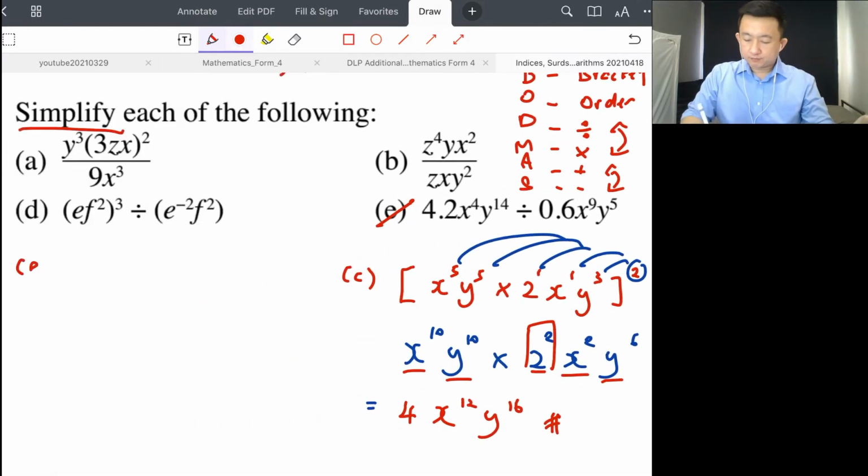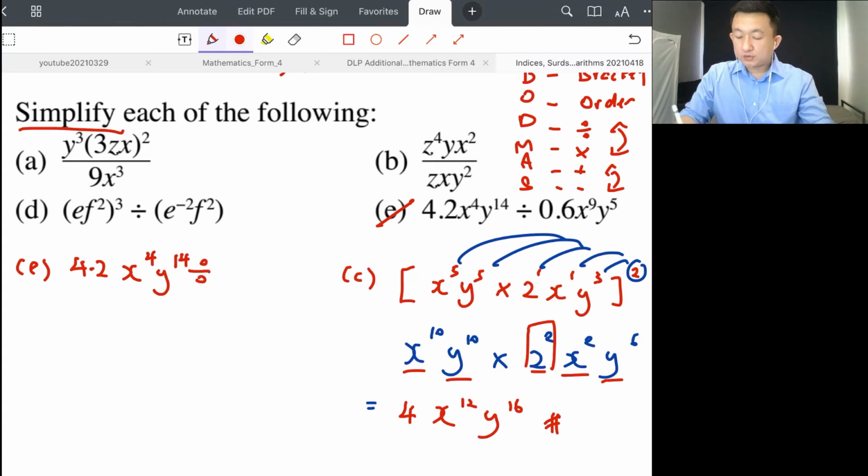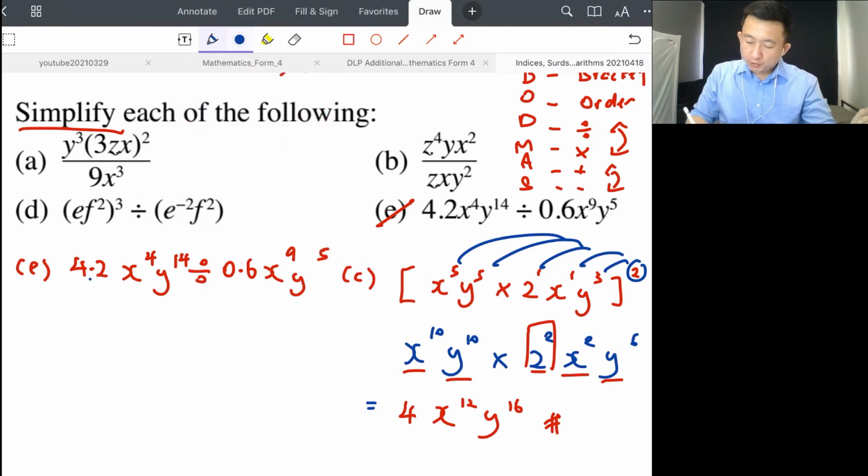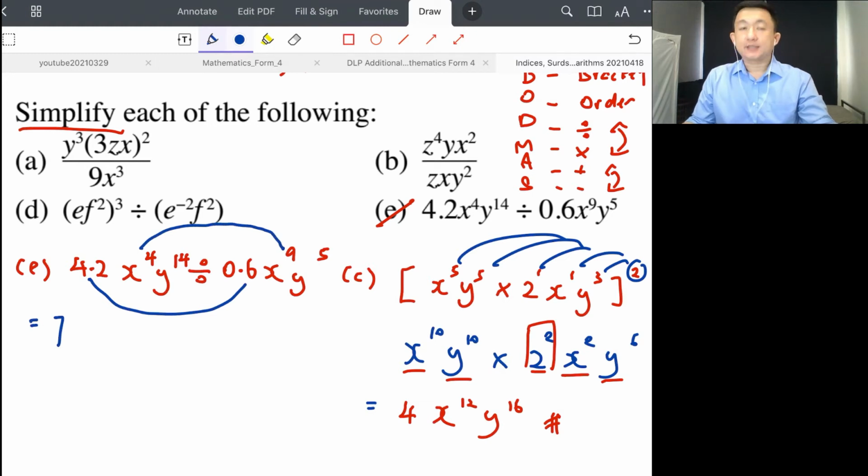Maybe here. 4.2 decimal point. So decimal point, most likely you don't have to change to the same base. Most likely lah. Usually you can simplify it straight away. 4.2 divided by 0.6, get it done in your calculator. You have 7s. x4, x9, minus 4 minus 9, negative 5. y14, y5, 14 minus 5, you have 9.